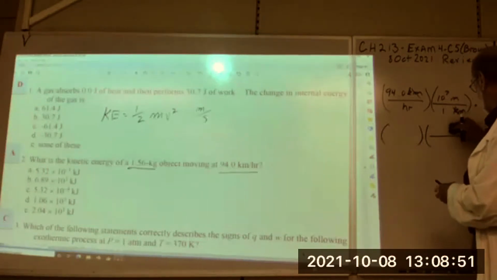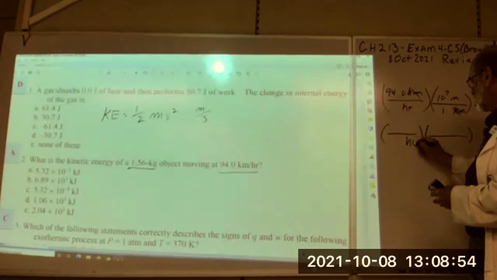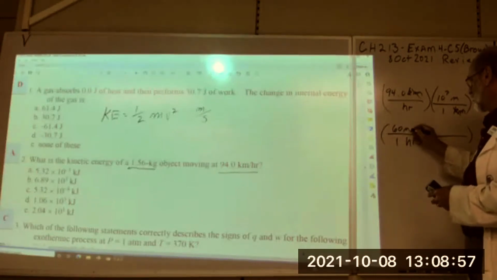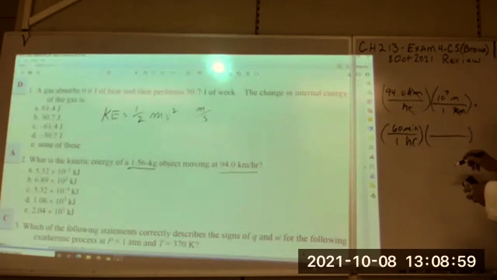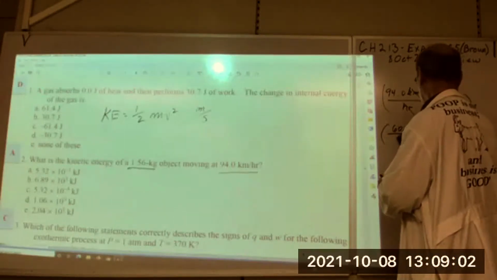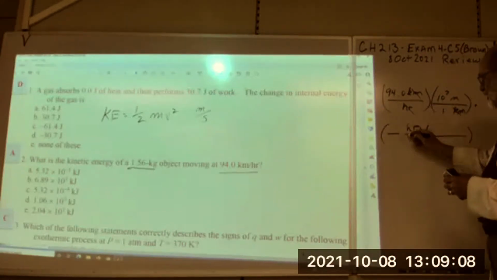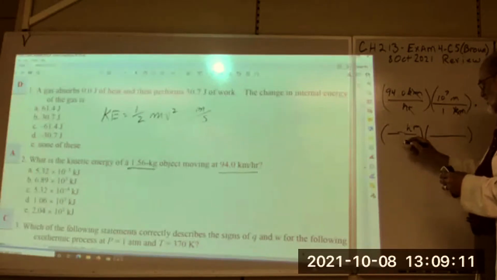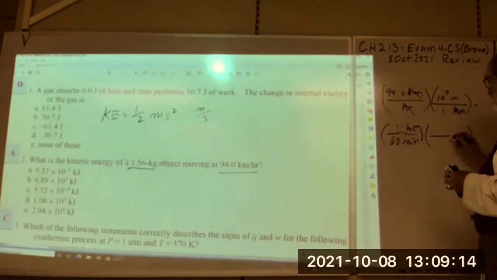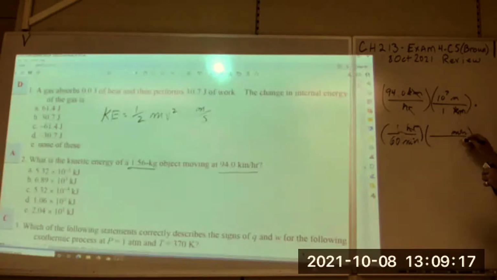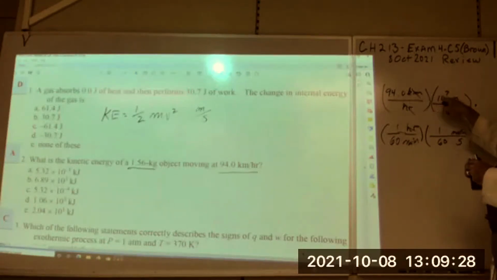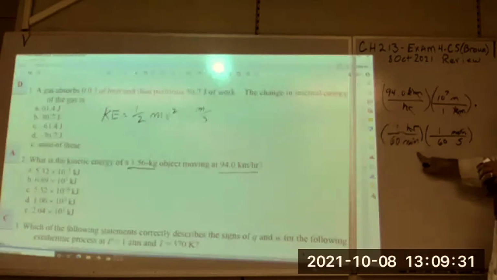So let's get rid of hours this way. 1 hour is 60 minutes, right? So the hour's going. Oops, sorry. Numerator, denominator. 60 minutes per hour. Got the hours going. Now we've got to get rid of the minutes to make seconds. So 60 seconds in a minute. There you go. So we need to take this one times 1,000 divided by 3,600.